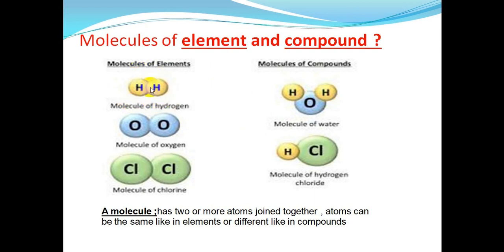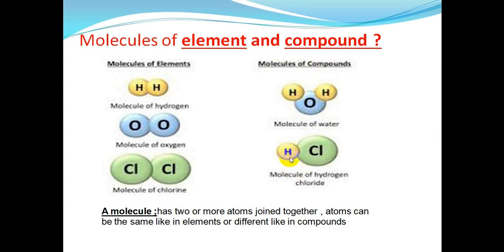When two hydrogen atoms bond together, like here they have a bond, we call this a molecule of hydrogen, and hydrogen is an element. Here, two oxygen together, they make a molecule of oxygen. And this molecule of oxygen is an element. Chlorine, also a molecule of chlorine, also this is an element because it has the same types of atoms, so this is a molecule of an element. But here, two hydrogen and one oxygen, this is a molecule of water, and water is a compound, so a molecule of a compound.